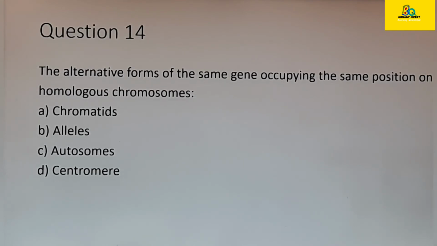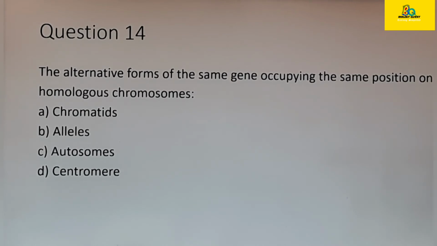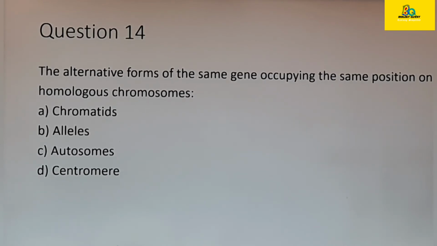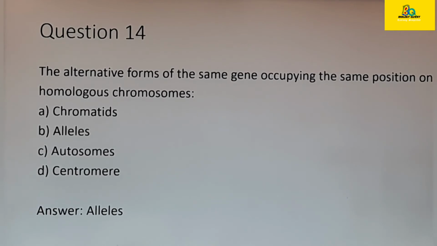Autosomes, we know they are the chromosomes that determine the bodily features of an organism. And centromere, what is centromere? The region where the two chromatids of a chromosome are joined or attached is called the centromere. So here the question is alternative forms of the same gene occupying the same position on homologous chromosomes. Answer is option B, alleles.